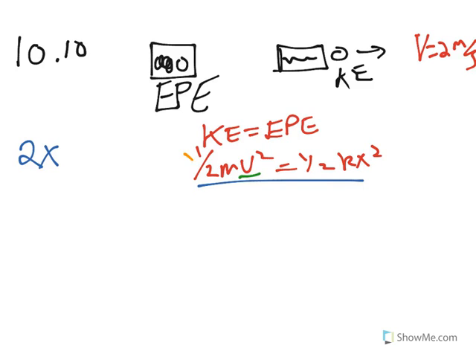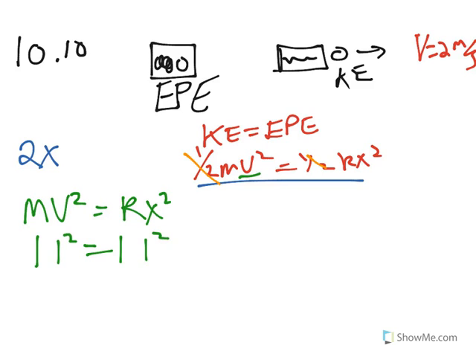Okay, the first thing I want you to notice is that the halves cancel, so we're left with mv squared equals kx squared. I'm going to plug in ones for everything, just to show you what this looks like to begin with. My bad, got to leave v blank. So we're going to solve for v. 1 times 1 squared is 1, divided by 1 is 1. So v squared equals 1, and v would be 1.